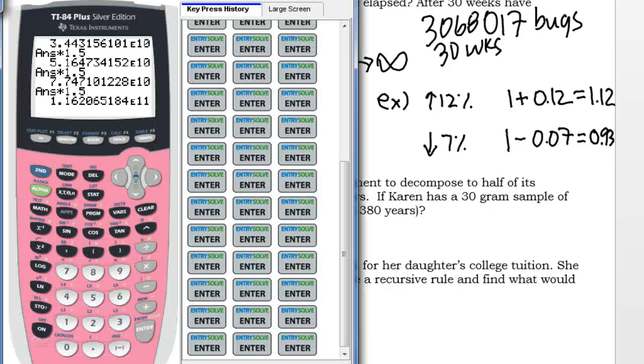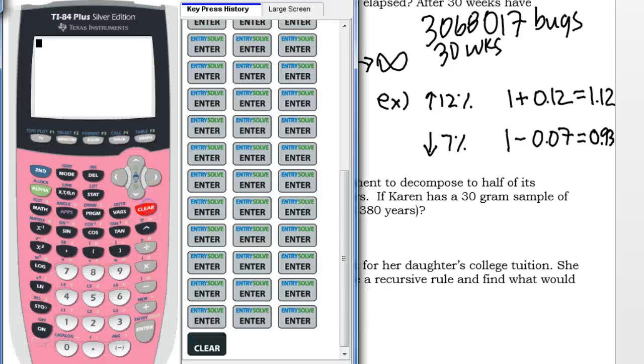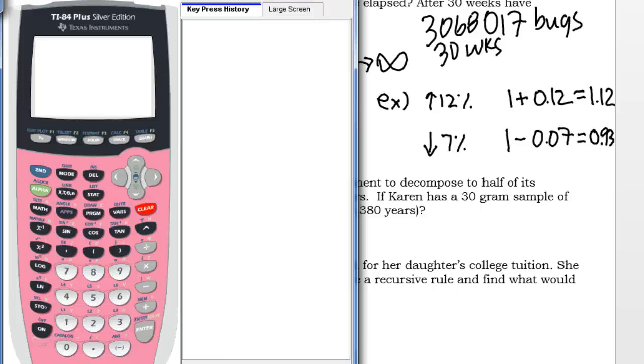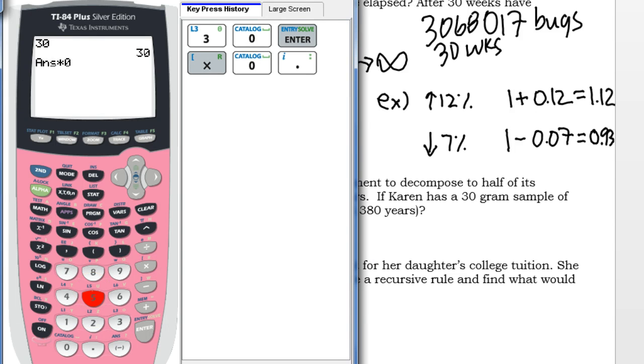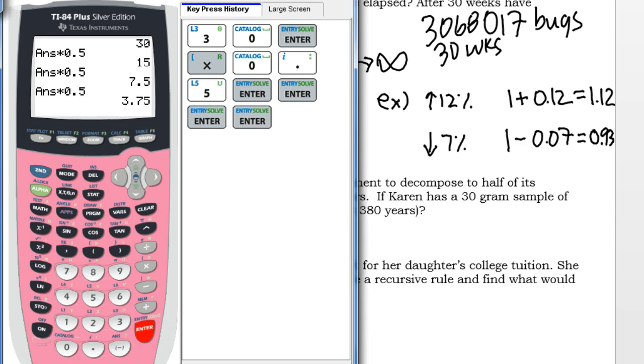So I'm going to go to my calculator and I will start at 30, change by 0.5, and after 1, 2, 3, 4, 5, 6 half-lives, I have less than half a gram of carbon left.